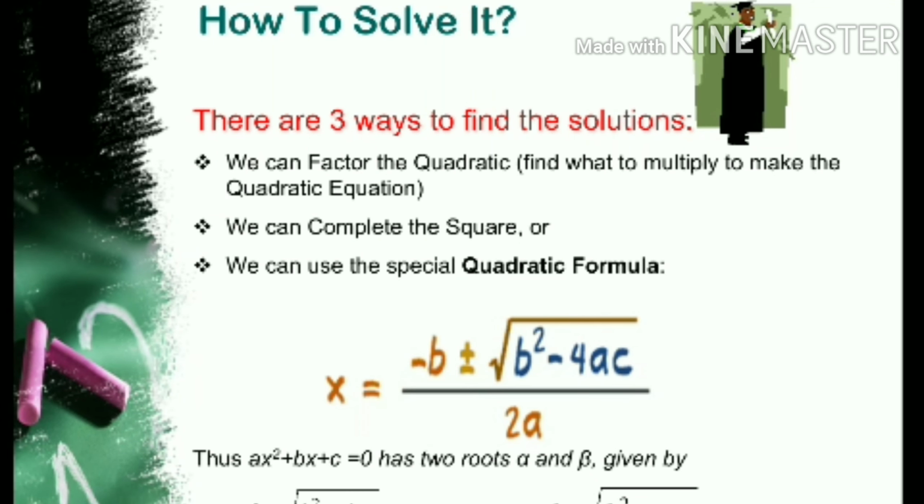x is equal to minus b plus or minus the square root of b square minus 4ac, upon 2a, where x, alpha and beta are the two roots of the given equation. So we will study this formula in detail also, so don't worry.